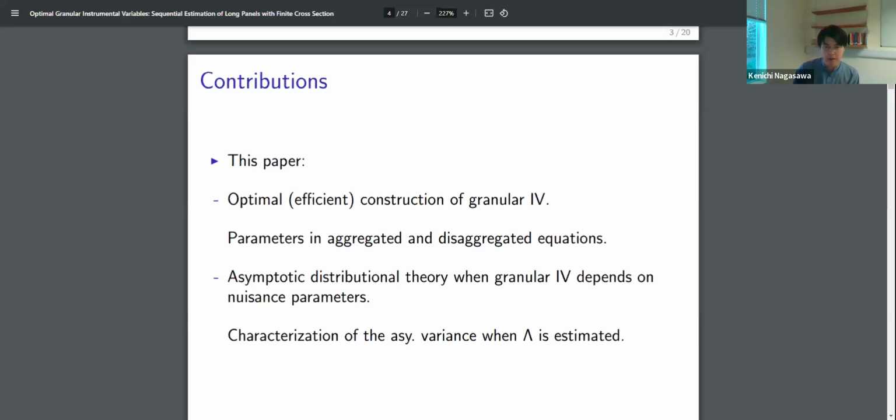And here, for the first part, we assume that the factor loadings are known. And in the second part, we switch gears. We talk about the asymptotic distributional theory of the granular IV estimator when you don't know the factor loadings. So in the second part, we talk about unknown factor loadings lambda, which we need to estimate in the first stage, and we discuss how that affects the asymptotic variance of the granular IV estimator. So the two parts are a little bit different in the sense that in the first part we focus on the efficiency, and the second part is really about characterizing the asymptotic distribution theory.